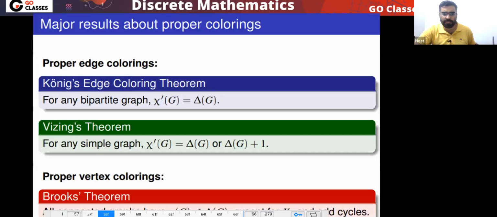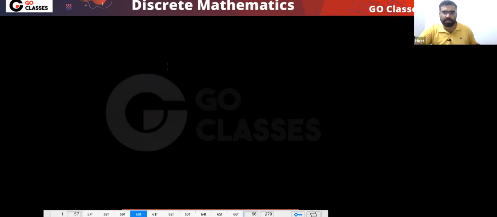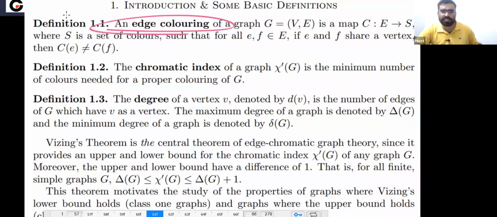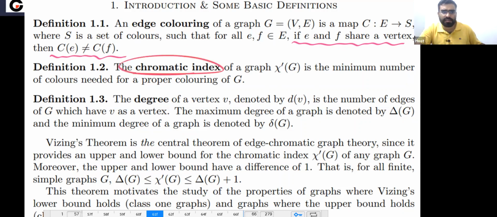So is this clear to everyone? All these points, you can notice these are the definitions. Very simple. First, the definition of edge coloring. Edge coloring means to the edges we assign colors such that if two edges share a vertex, they should get different colors. Next, what is chromatic index? Chromatic index means the minimum number of colors that you need for edge coloring. And this is Vizing theorem, that the edge chromatic number is always delta or delta plus 1.